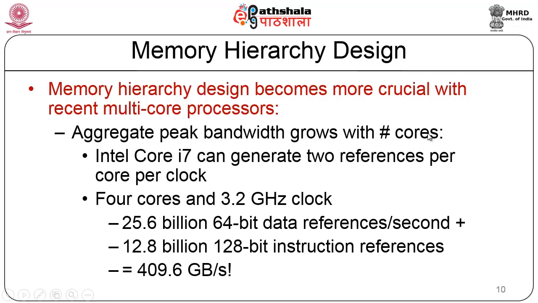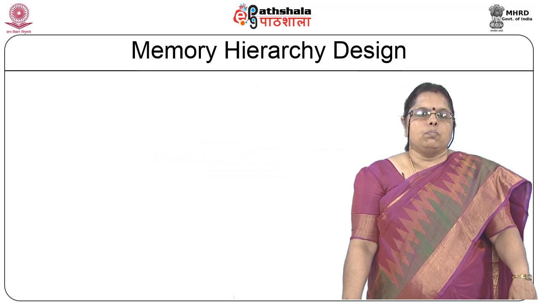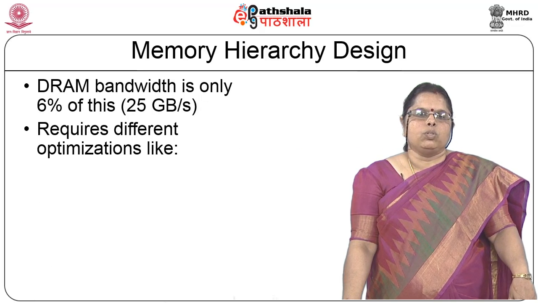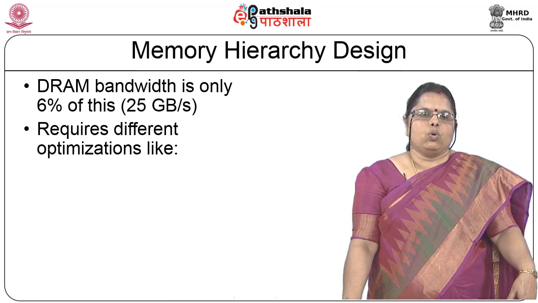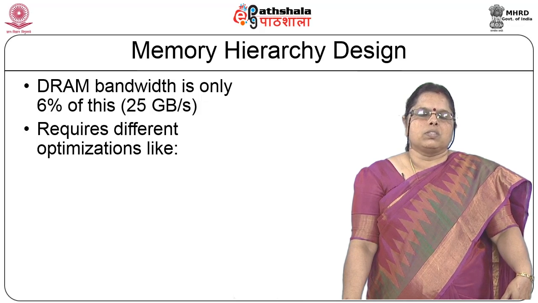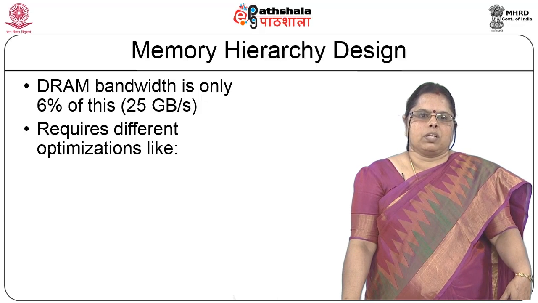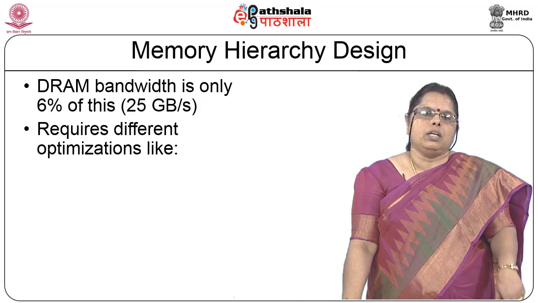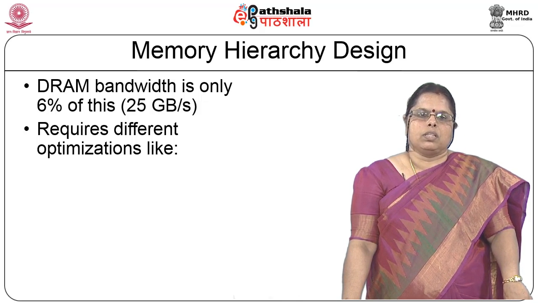So, that is the bandwidth requirement if you are looking at 4 cores and you are assuming that the cores are operating at 3.2 gigahertz. But what is available today for your DRAM bandwidth is only 6% of this total bandwidth requirement, which is about 25 gigabytes per second. So, that indicates the disparity between the memory systems and the processor.